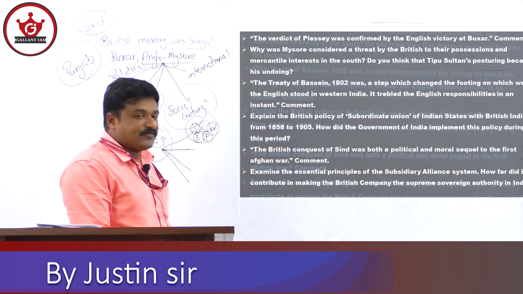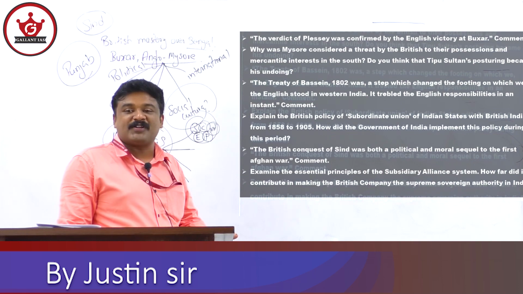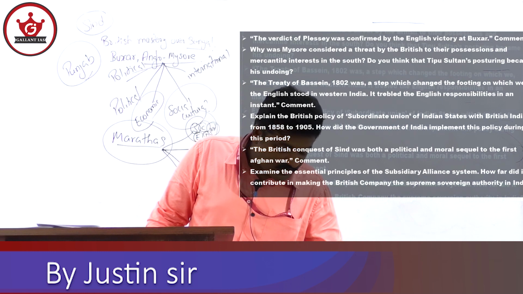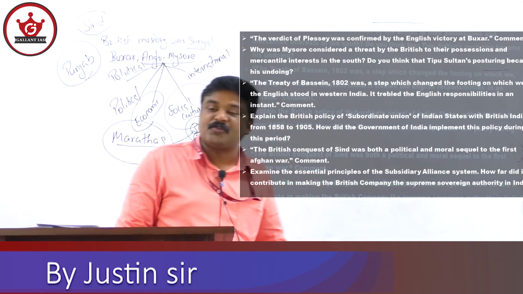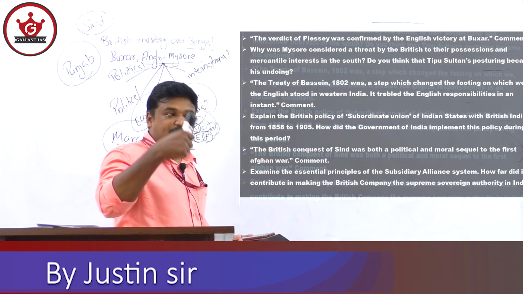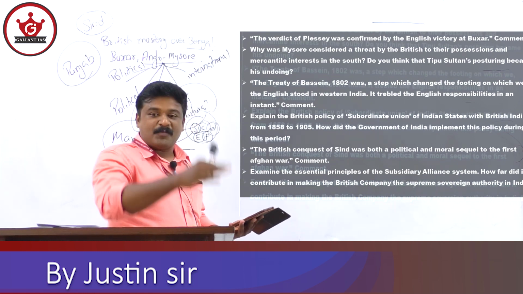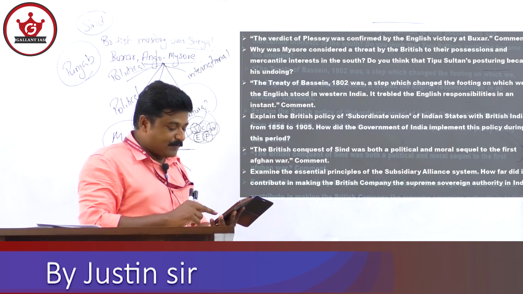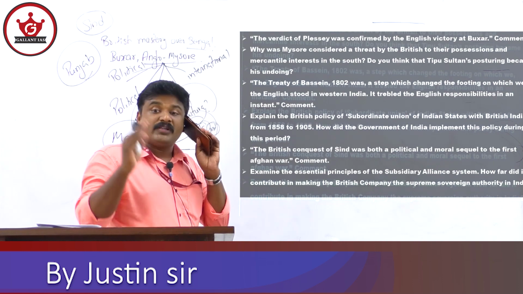Explain the British policy of subordinate union. You must have a clear idea about the British policy of subordinate union. You heard about British policy of subordinate union, subordinate isolation, British policy of ring fence, British policy of subsidiary alliance. All these are important for you.